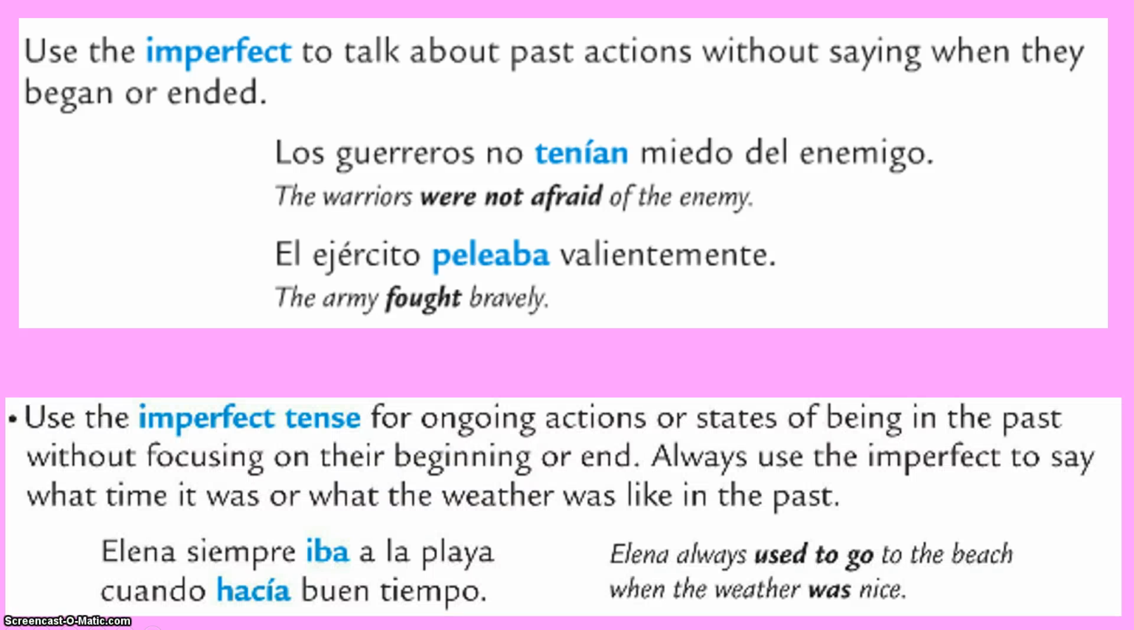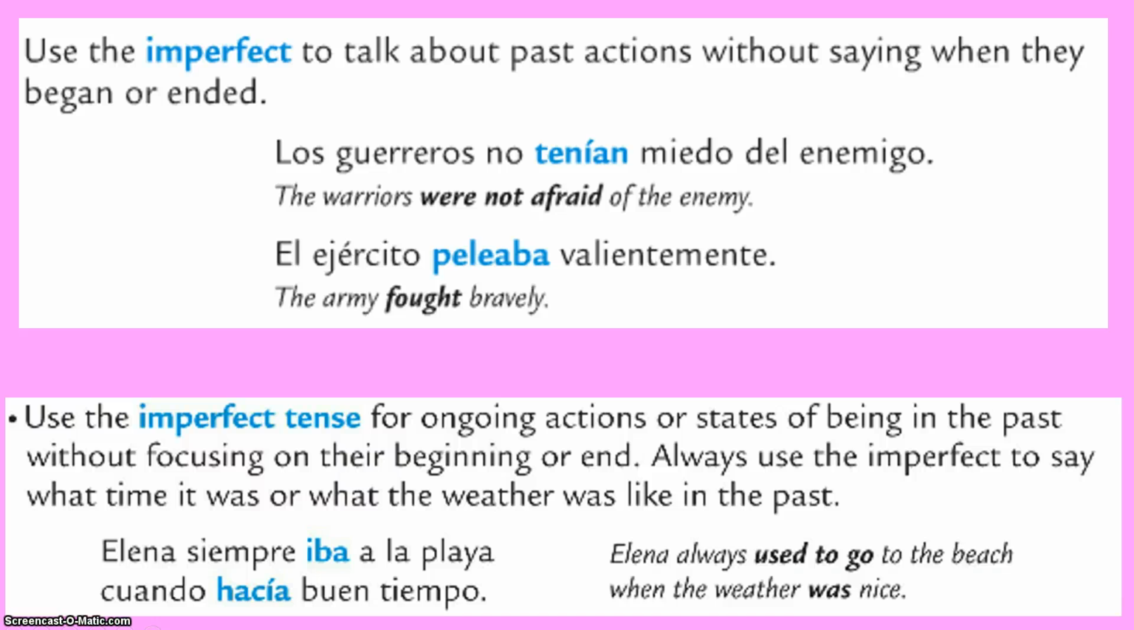We're going to expand upon that this year in Spanish 3 and say that we are going to use the imperfect tense for ongoing actions or states of being in the past without focusing on their beginning or end. We are always going to use the imperfect to say what time it was or what the weather was like in the past. Elena siempre iba a la playa cuando hacía buen tiempo. Elena always used to go to the beach when the weather was nice.